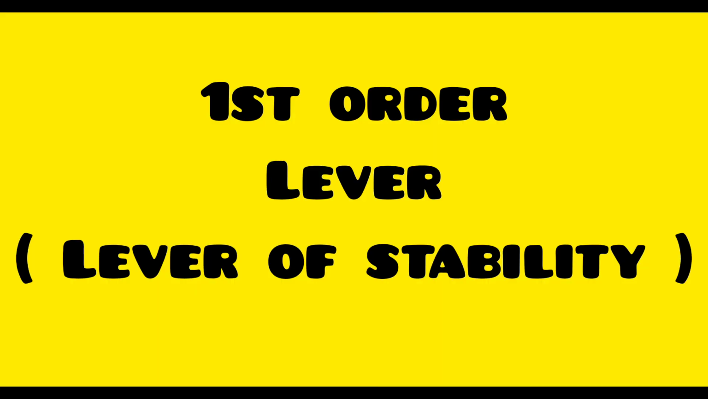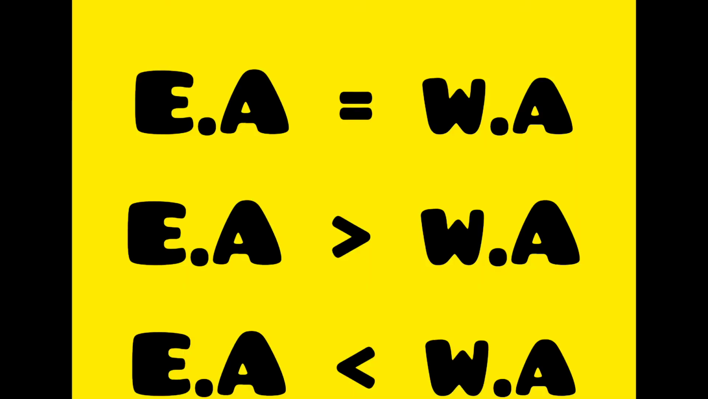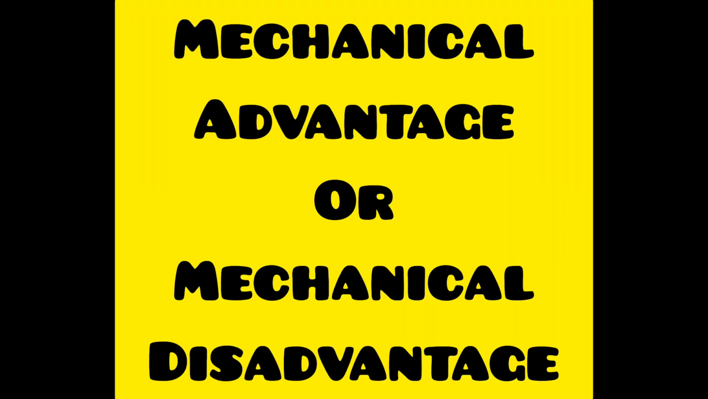The first order lever. The first order lever is the lever of stability. The fulcrum is between the effort and the weight. The effort and weight arm may be equal, or one may exceed the other in length. This difference in arm's length will either lead to a mechanical advantage or a disadvantage.